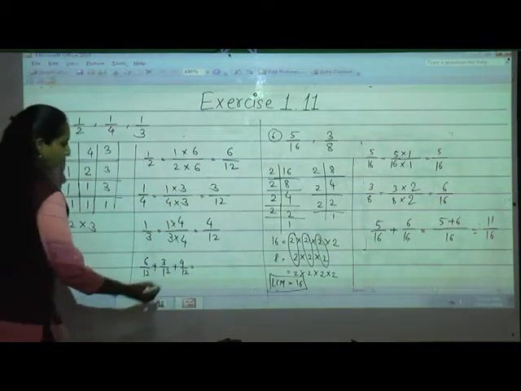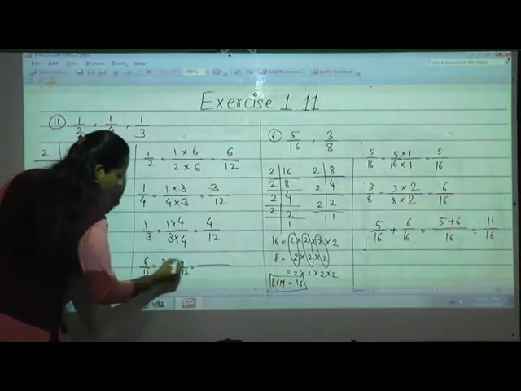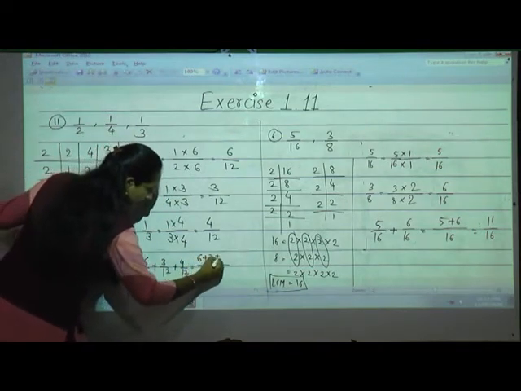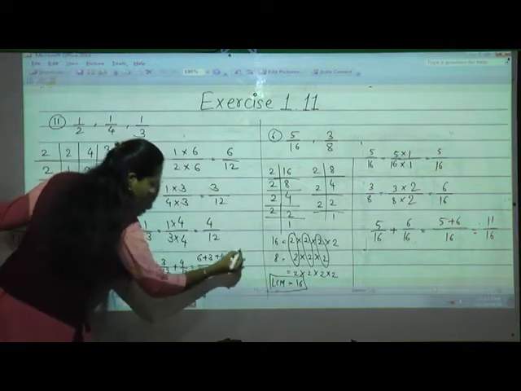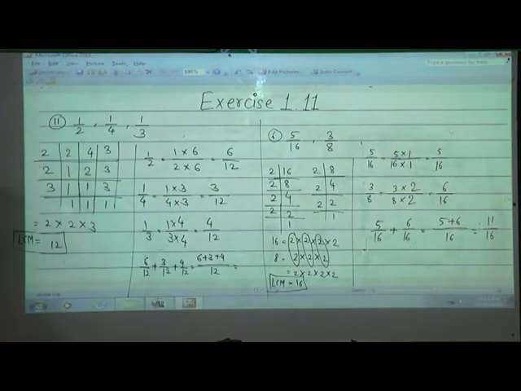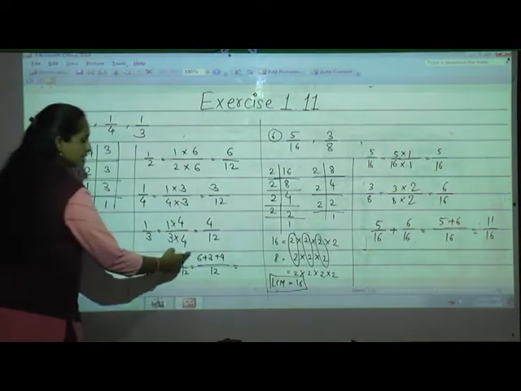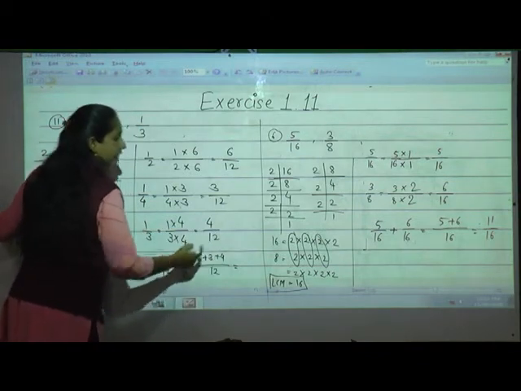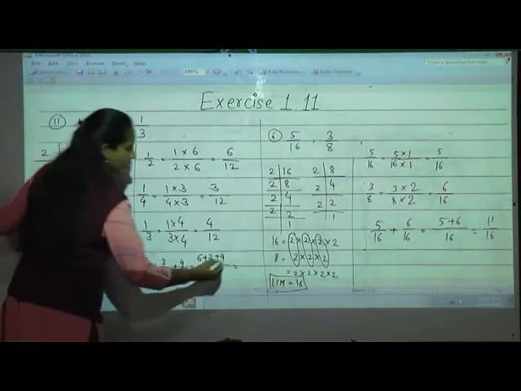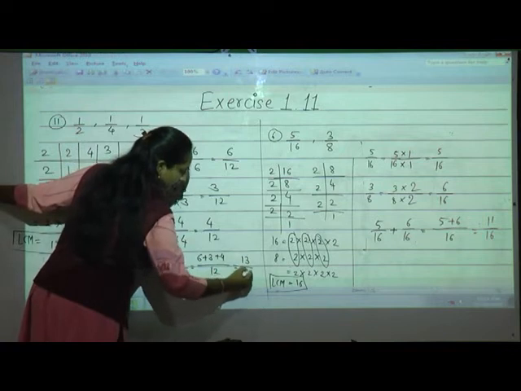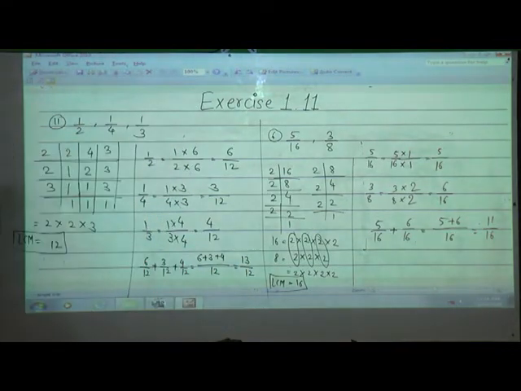Okay. So now add all the numerators together. 6 plus 3 plus 4 upon 12. Write the denominator once only. Now tell me the addition. 6 plus 3 is 9. 9 plus 4 is 13. 13 upon 12. Okay. This is just the addition. So no need to convert, we can write it in this way only.